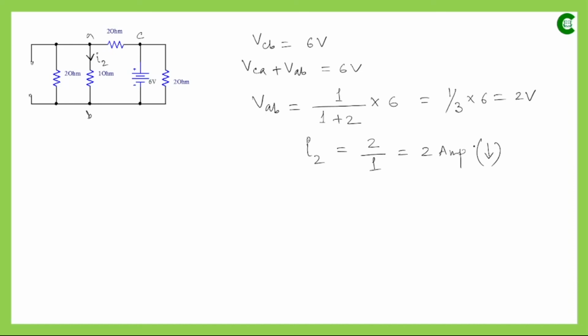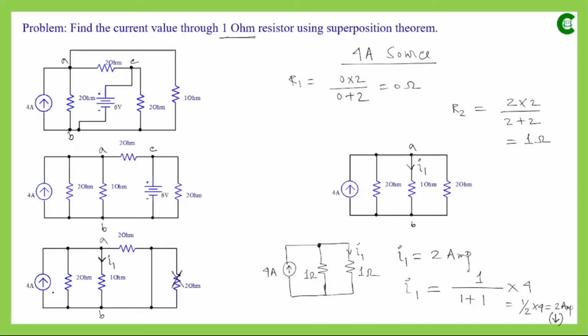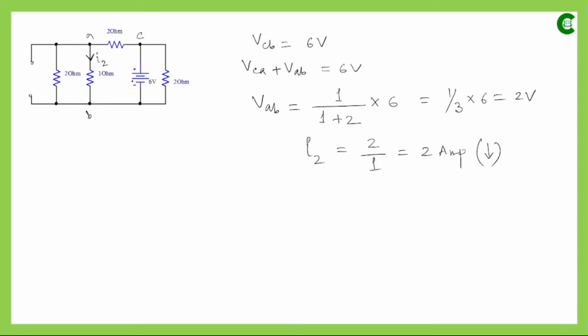So in this circuit, for the 4 ampere current source, the value of current flowing through this 1 ohm resistor has value 2 ampere, flowing in the downward direction. And for the voltage source, the current is also 2 ampere, also flowing downward. So in both cases, the direction of current is the same. So when we find the net current, it will be simply the summation of I1 and I2. So it will be 2 plus 2, 4 ampere, and the net current will also flow through that 1 ohm resistor in this direction.